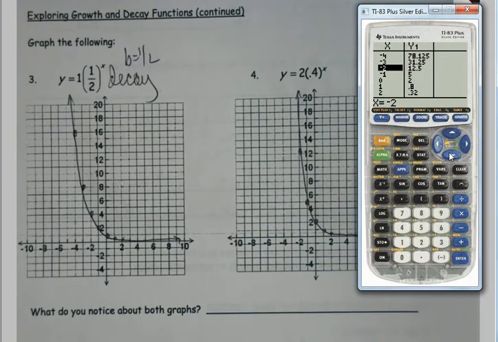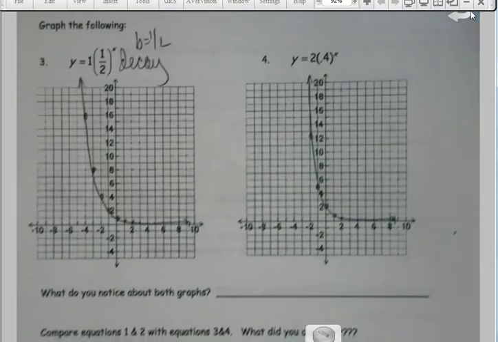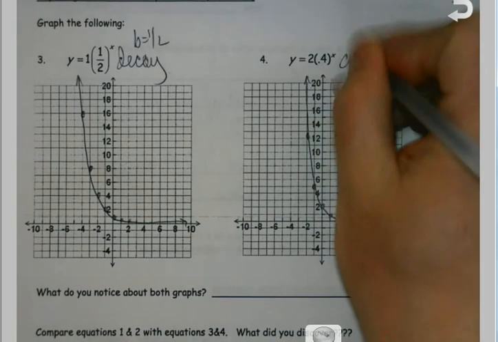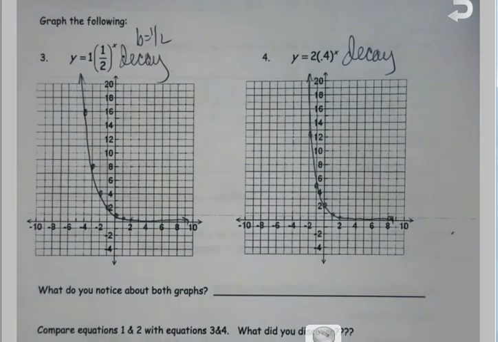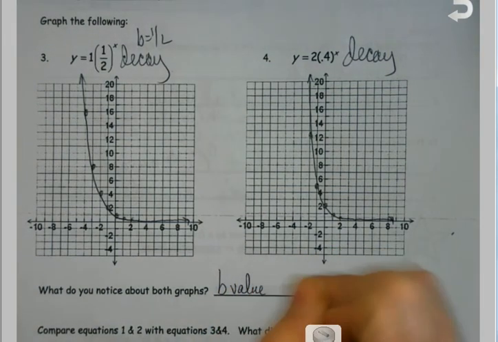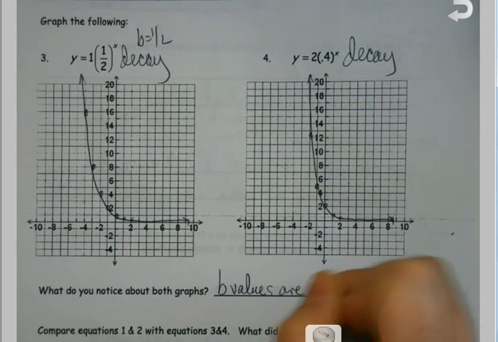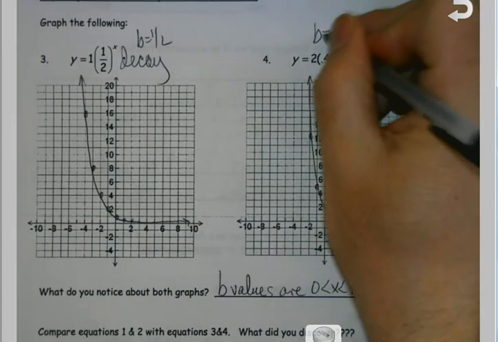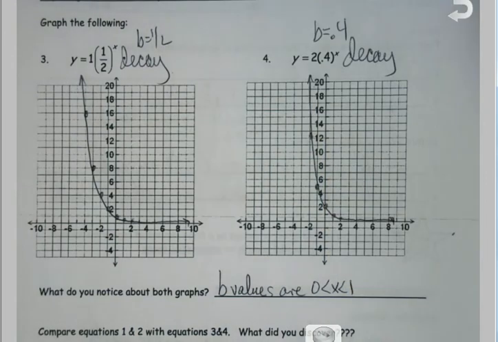So once I get those plotted, once I get those graphed, I ask myself the same questions that I was asking on the other side. Okay. Well, what do I notice? Well, we already noticed they're decay, so I guess I don't need to write that again. But what did I also notice? Well, my b values are between 0 and 1. One of them was a decimal, one of them was a fraction, but they were both less than 1.